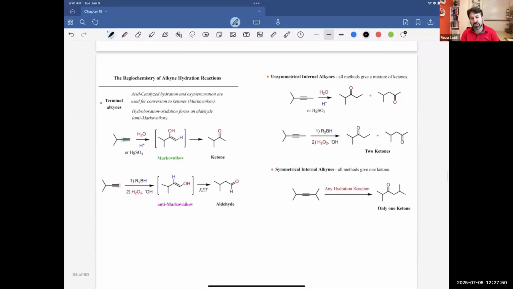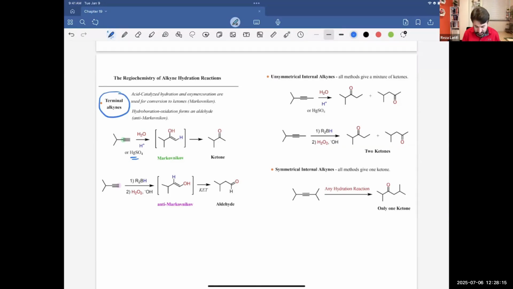Okay, now let's go back and compare all the methods that we used until now. So one method was, let's use an acid catalyzed reaction. Okay, and acid catalyzed hydration in the presence of mercury, that's going to give us a ketone if we start with terminal alkyne.